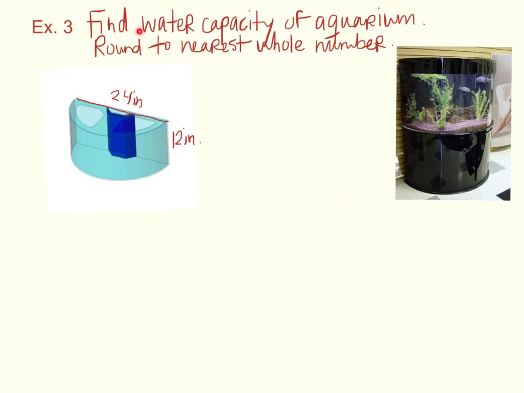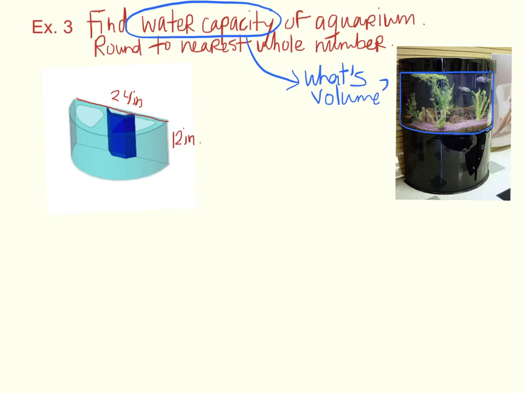And let's analyze this. When they ask you for the water capacity, what are they really asking you for? They want to know how much water fits in this curved section right here, or really, what's the volume of that shape? So water capacity is the same kind of question as asking what's the volume. Now over here on the left I have a picture of this water section without all the fish inside it. And I've put in the measurements here. So the diameter is 24 inches and you have a height of 12 inches.